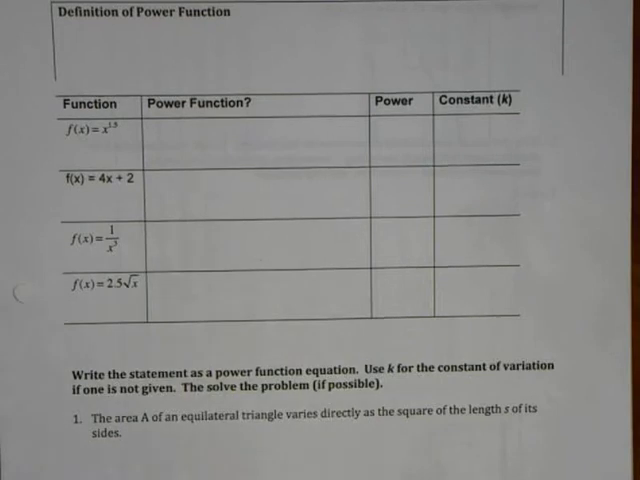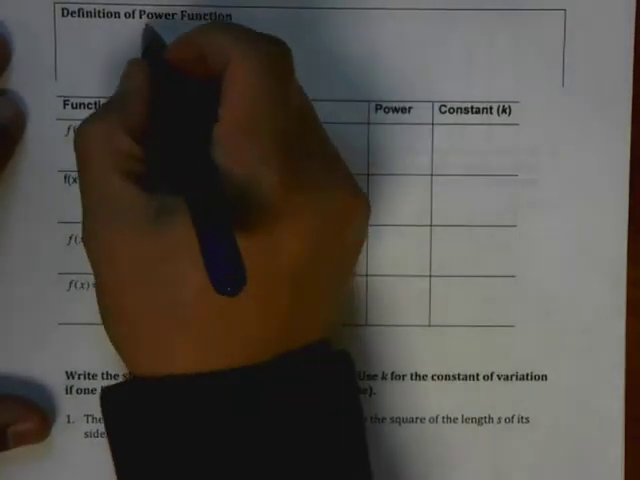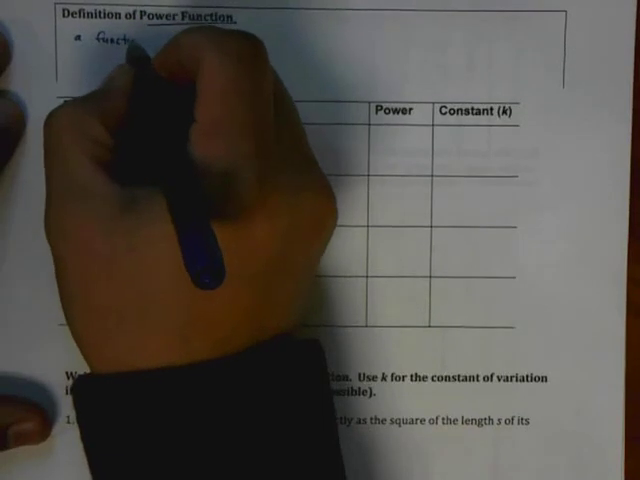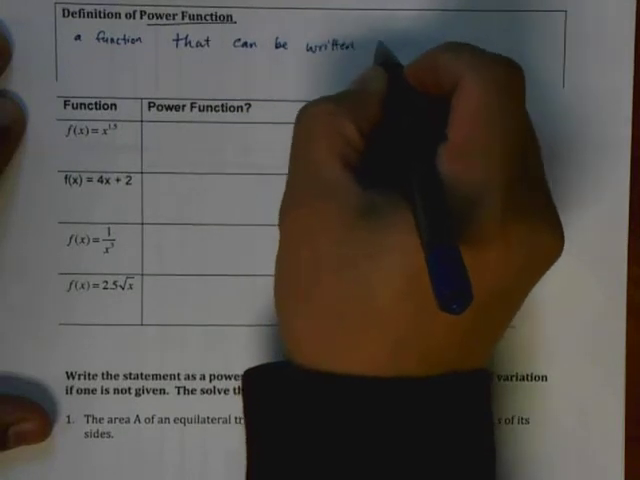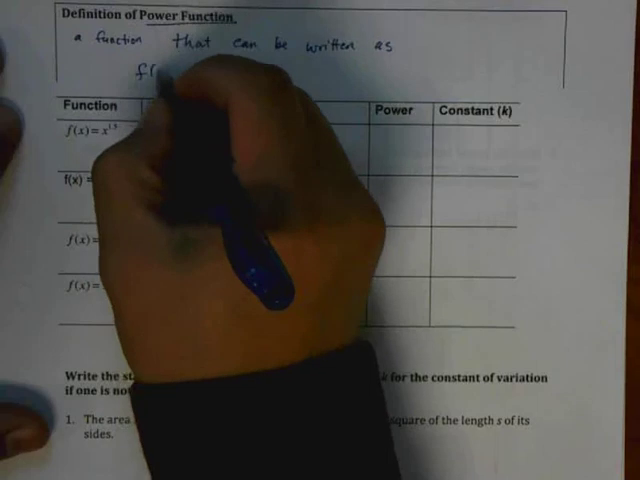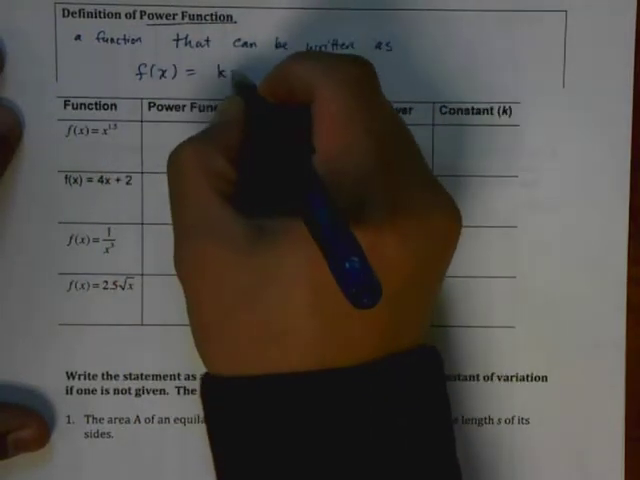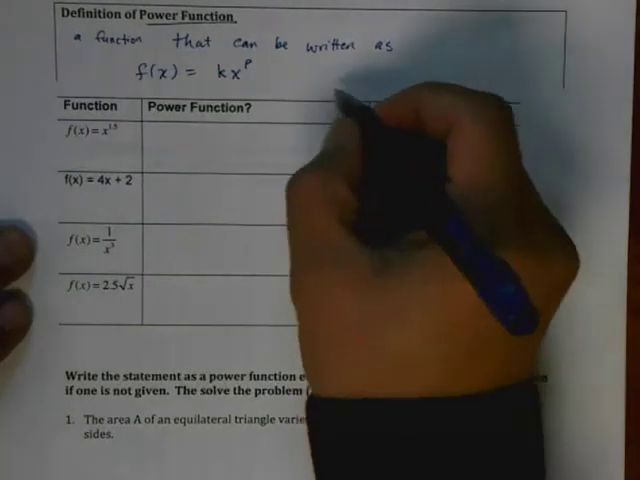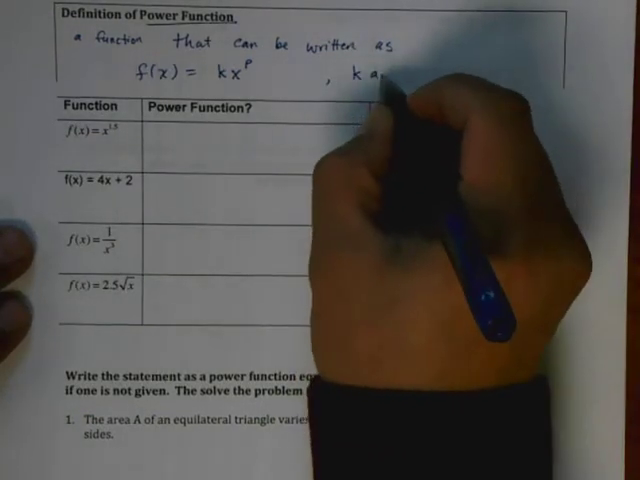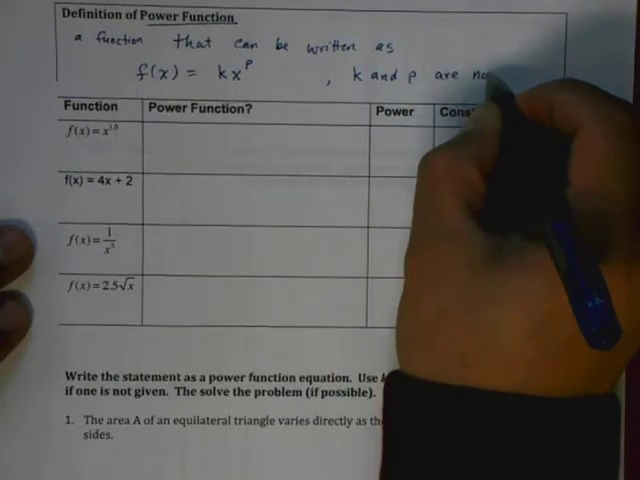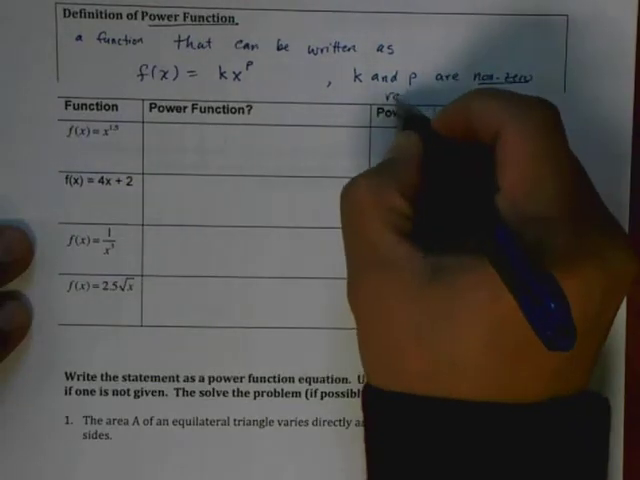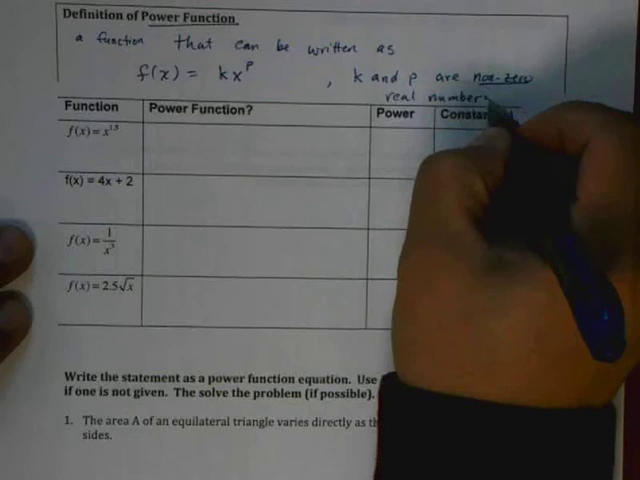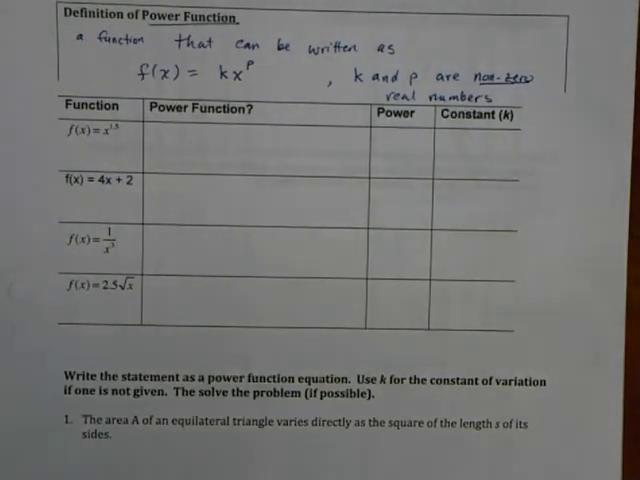And so it's good that we start with the definition of a power function. A power function is a function that can be written as f of x equals k x to the p. And there's some restrictions: k and p are non-zero. Non-zero means it could be positive or negative, it just can't be zero. Real numbers. Both of these are non-zero real numbers.